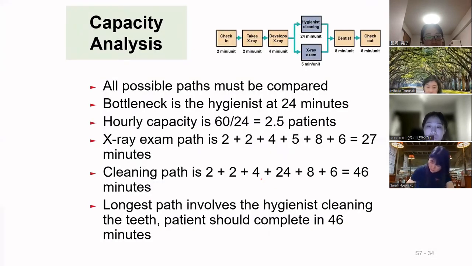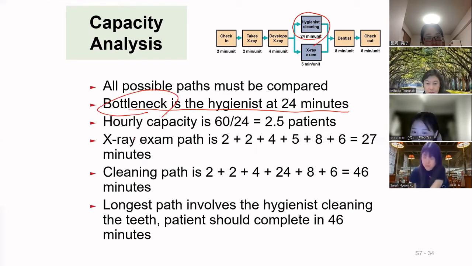All possible paths must be compared. The bottleneck is the hygiene. This example shows that this process here, 24 minutes, is the bottleneck. So the hourly capacity is determined by this: 60 divided by 24 is 2.5 patients that you can serve. The X-ray examination path is 27 minutes. The cleaning path is 46 minutes.